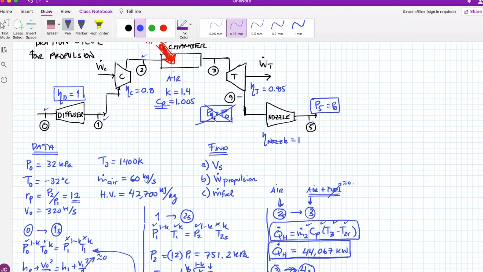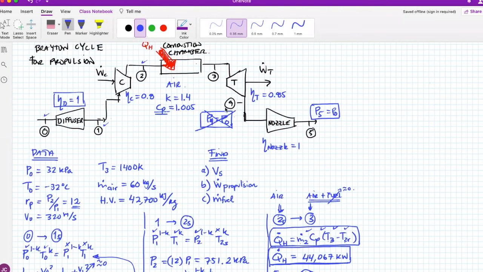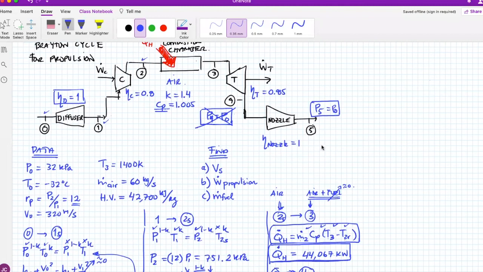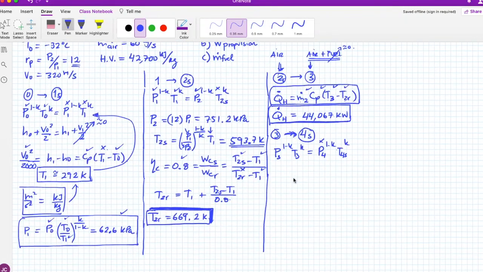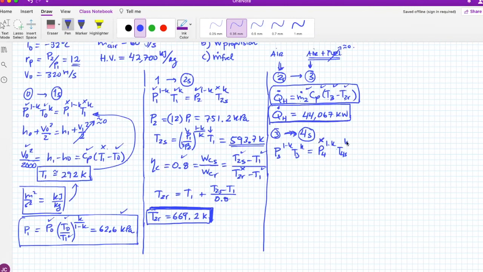So what should we do? Maybe you can say, well, then P4 equals P1. Well, maybe you are right, but I wouldn't risk that. You can assume something, and this is new for this type of problem. Let me just go back here. So you don't have this P4 and you don't have this T4s.